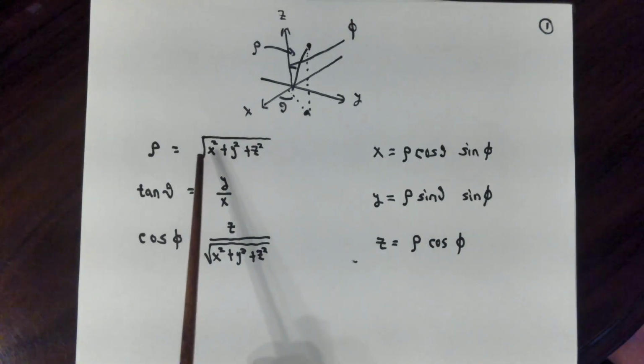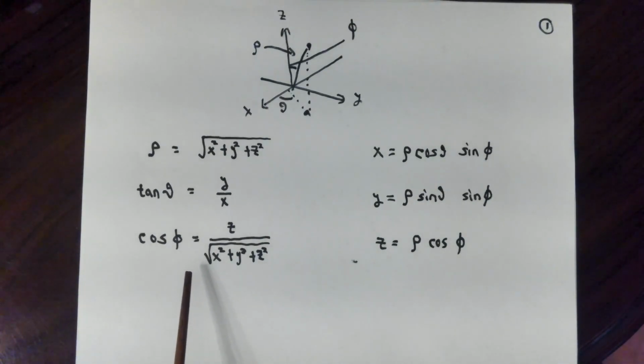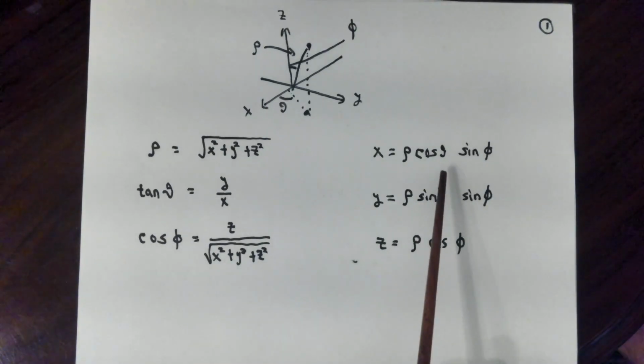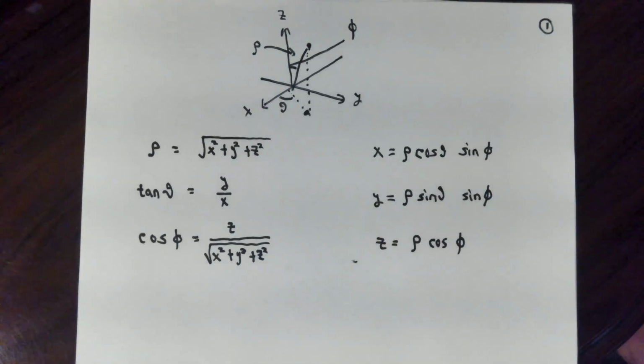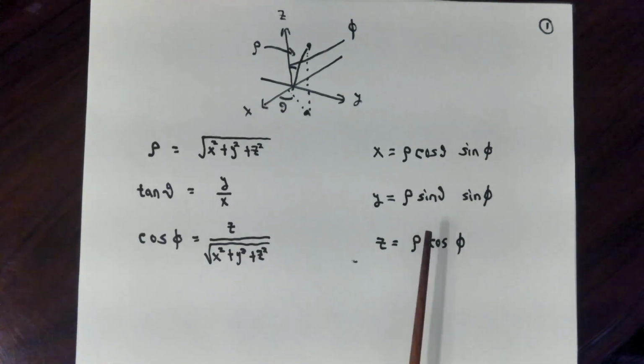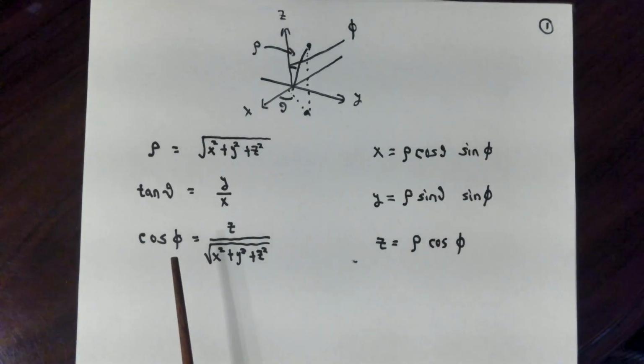You can write down equations that tell you the spherical coordinates in terms of rectangular, and just as easy, if I know the spherical coordinates, I can write down the Cartesian coordinates. X, y, and z are regarded as independent variables in our calculations, so rho, theta, and phi will be as well.